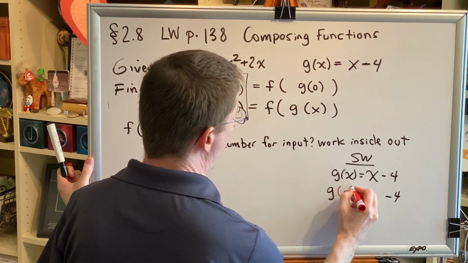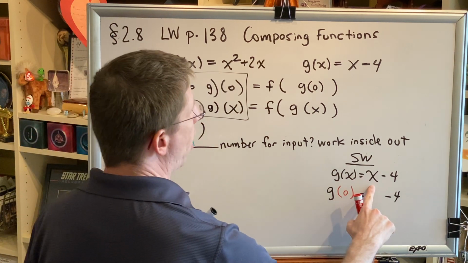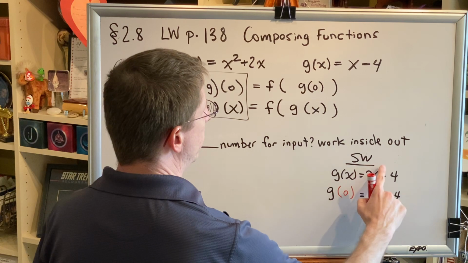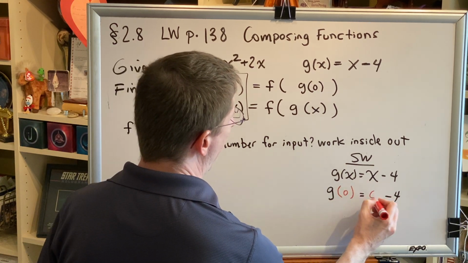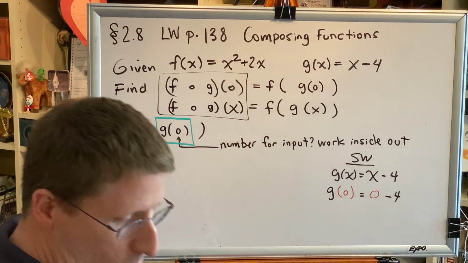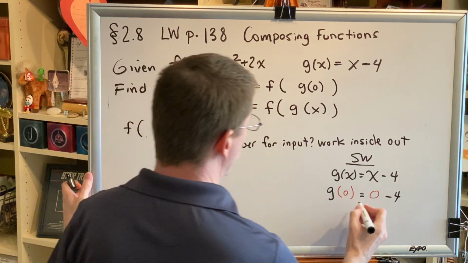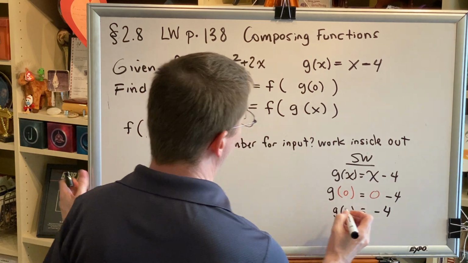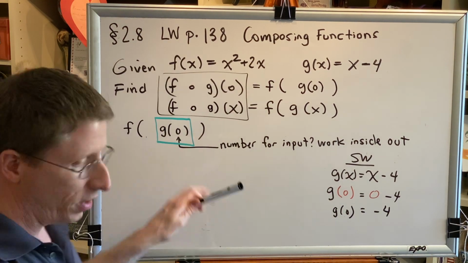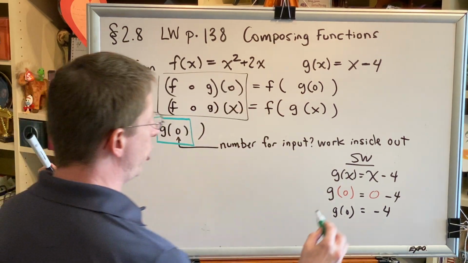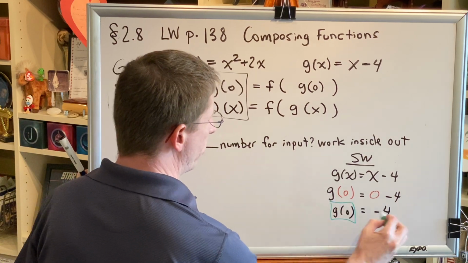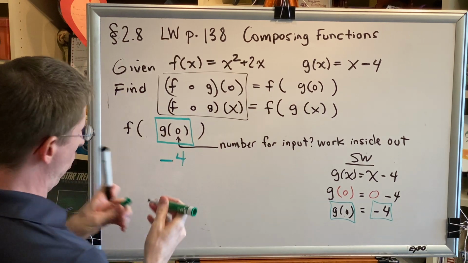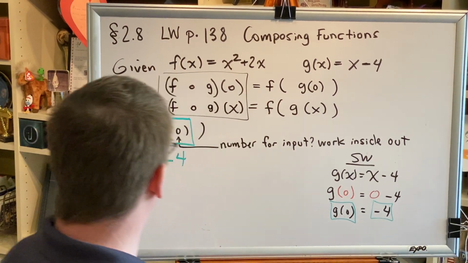For example, on the left, you have to have parentheses. But here you do not, because x does not have a multiplier, it does not have an exponent, and it's not being subtracted. So g of 0 equals 0 minus 4, and 0 minus 4 is negative 4. So I get that g of 0 is equal to negative 4. So this thing in the green box here, this g of 0, is just the number negative 4. So I'm going to replace that g of 0 with the number negative 4.